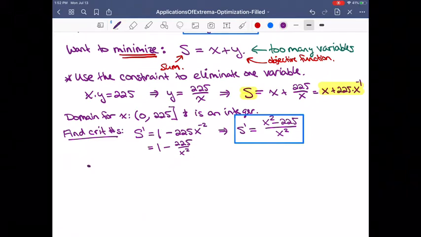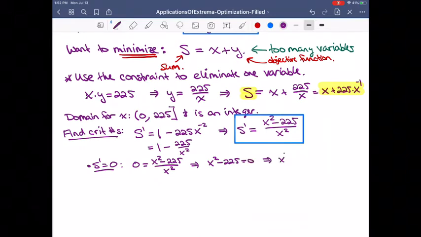Okay, so I want to find the critical numbers. I want to take the derivative and set it equal to 0. So 0 is equal to x squared minus 225 over x squared, which means that the top is equal to 0, which means that x squared is equal to 225, which means that x is plus or minus the square root of that, which happens to be 15. So x is plus 15 or minus 15. Maybe I'll just write these separately. So x equals negative 15 or x equals positive 15.